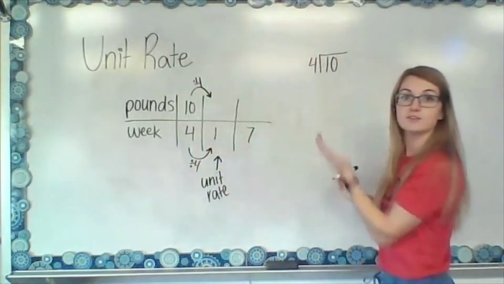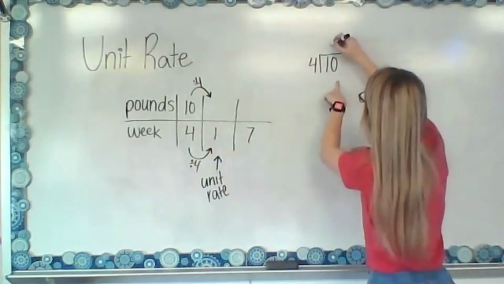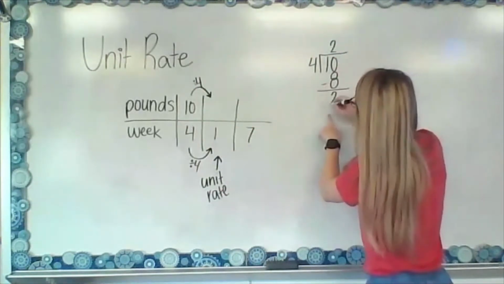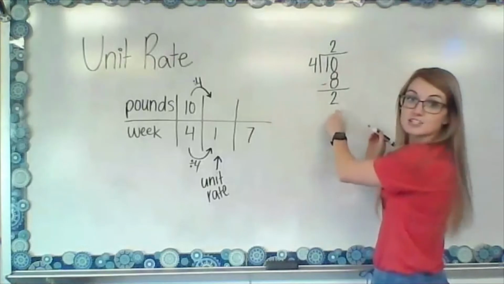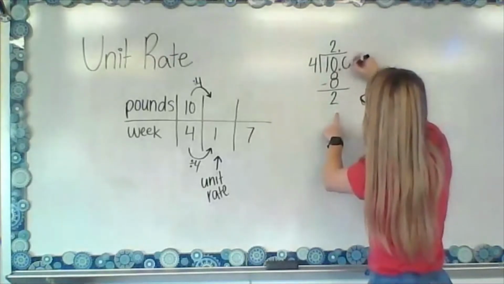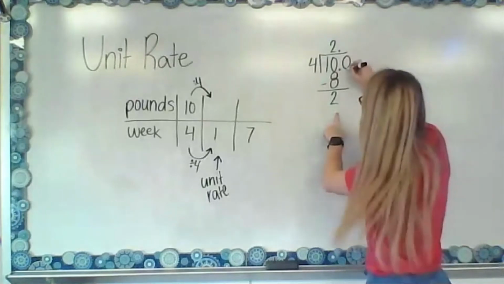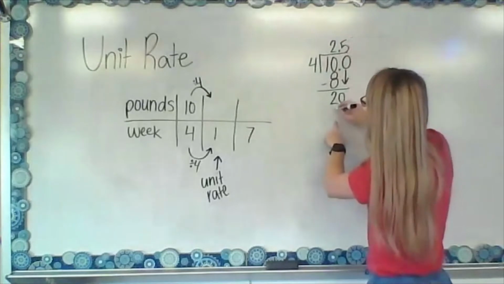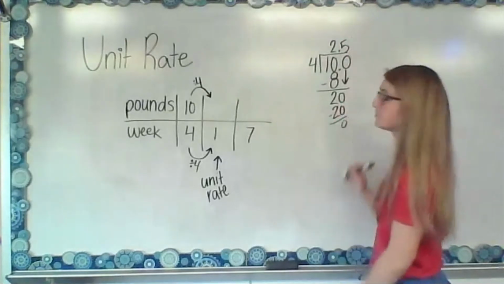Okay, 4 goes into 10 2 times. That's going to be 8. And I'm going to subtract and get 2. Now, I can't just have a remainder. We don't do that. So I'm going to add a decimal and a 0. Then I can drop it. So how many times does 4 go into 20? That's 5. And that's going to work out perfectly.